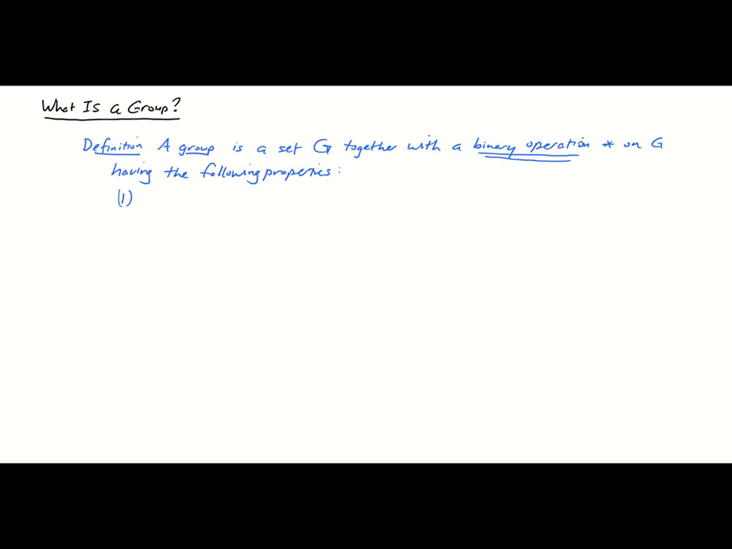So the first property is, for all A and B in the set G, the result of the operation A star B is an element of G. And this is called closure. In other words, G is closed under the operation star.